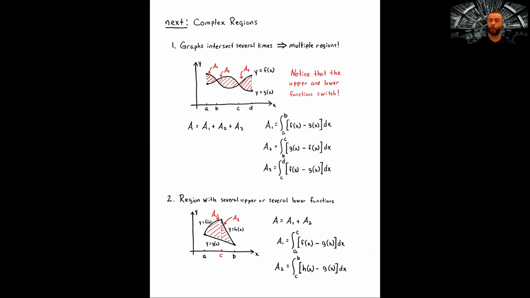The integrals here would be, for A1, the integral from a to c of f of x minus g of x. And then for A2, it'd be an integral from c to b of h of x minus g of x.